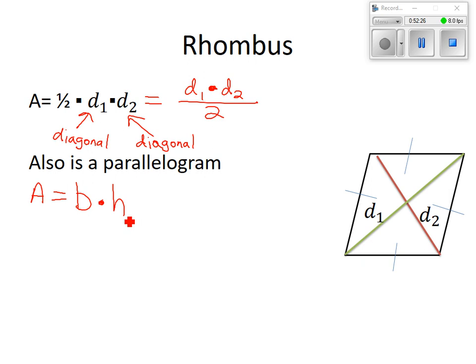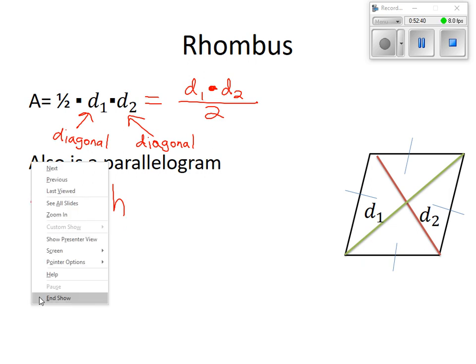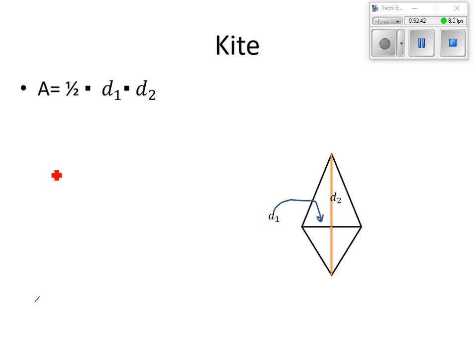Lots of different ways to find areas of all these different shapes. There's all kinds of different formulas. I'm only giving you a few of them. A rhombus probably has 50 other ways, if you know this information, that information, finding the area. Next one, a kite. Same idea. I'd probably change this into D1 times D2 divided by 2.